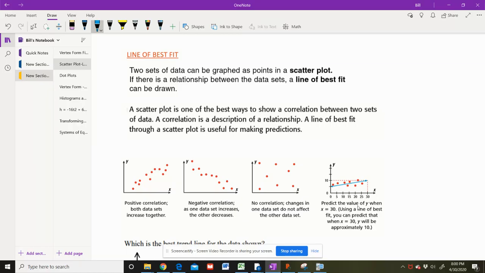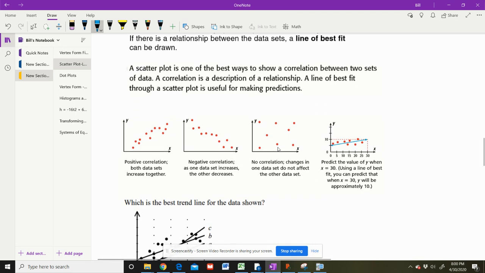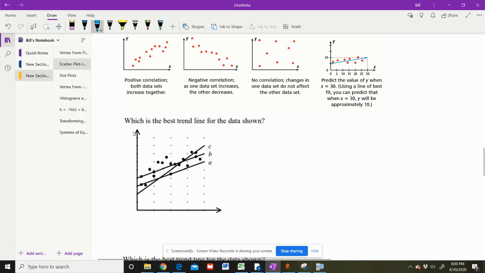It's asking, can you predict the value of y? So what the value of y would be when x is equal to 30. With that, we can just draw a line up. We hit the blue line, and then we draw a line over to the y-axis. And you can see that when x is equal to 30, y will be approximately 10. So that's the value of this. The trend line helps us make predictions about our data. All right, so if I ask you this, which is the best trend line for the data shown?